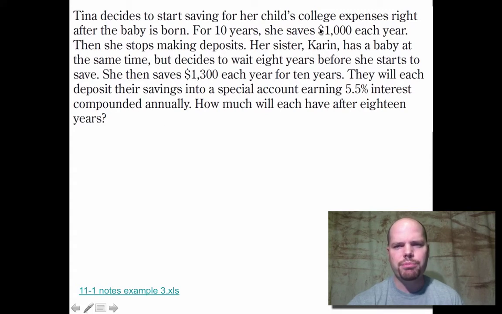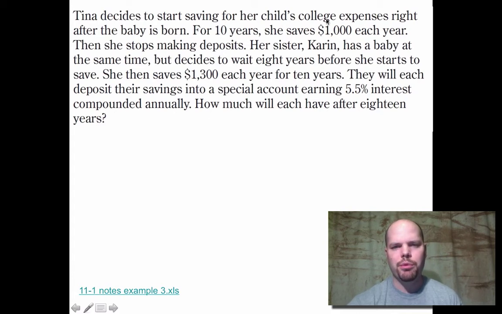All right, Tina decided to start saving for her child's college expenses right after the baby's born. For 10 years, she puts in $1,000. Then she stops making deposits. Her sister, on the other hand, Karen, has a baby at the same time, but decides to wait 8 years before she starts to save. So then she puts in a little more to catch up, $1,300 for each year for 10 years. They will each deposit their savings into a special account, getting 5.5% interest compounded annually. How much would each have after 18 years?